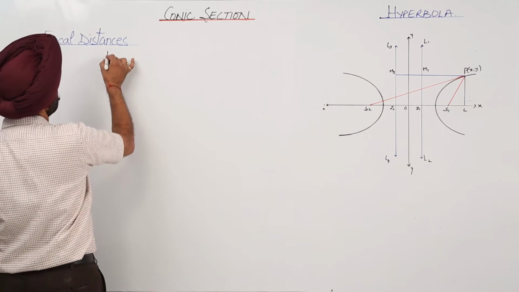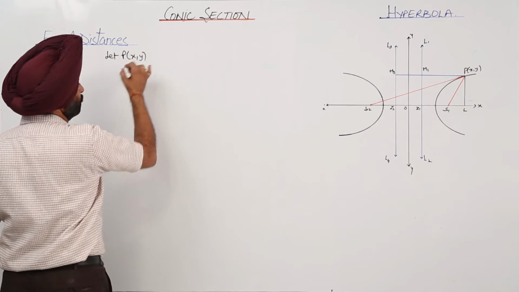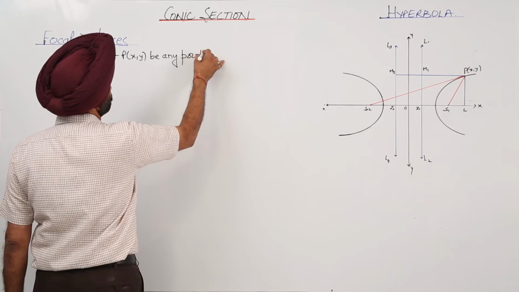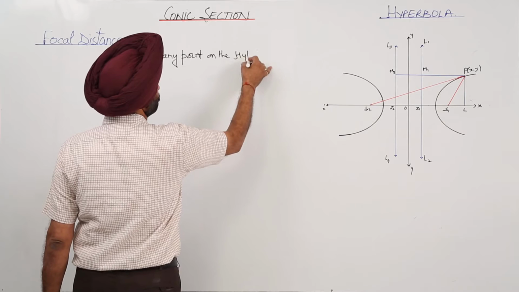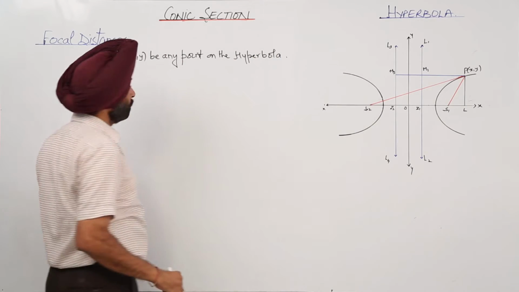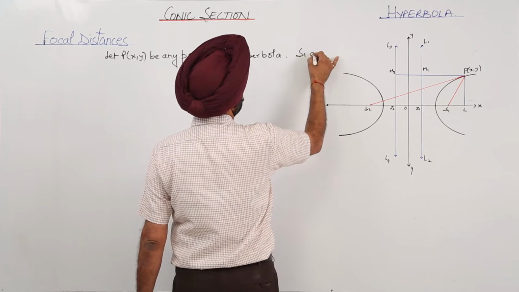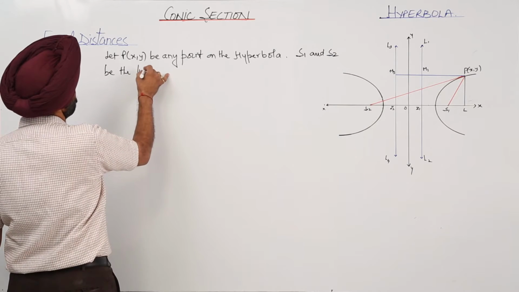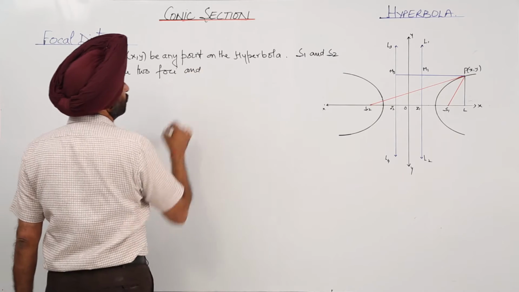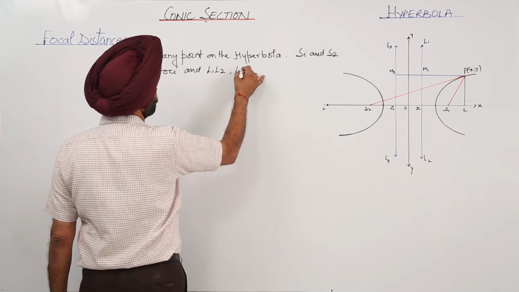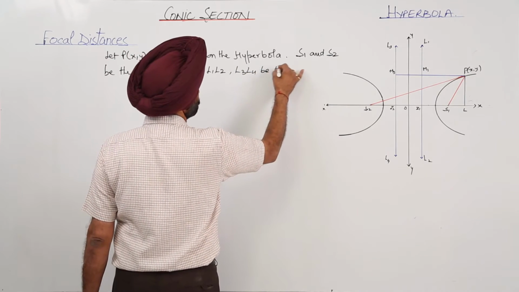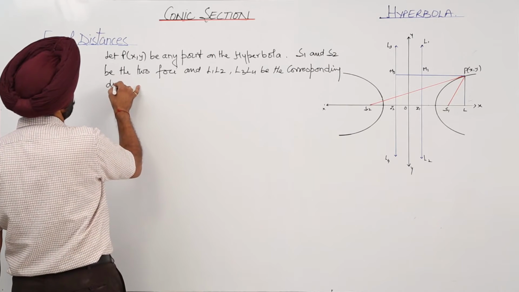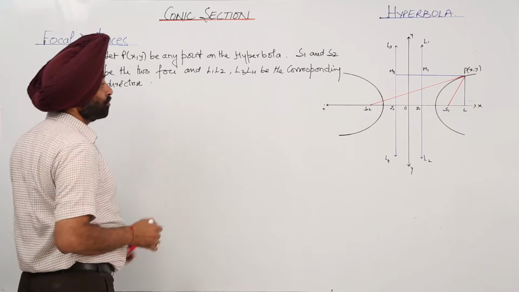Now let P(x, y) be any point on the hyperbola, and let S1 and S2 be the two foci, and L1, L2, L3, L4 be the corresponding directrix. These are the simple things which I already told you.